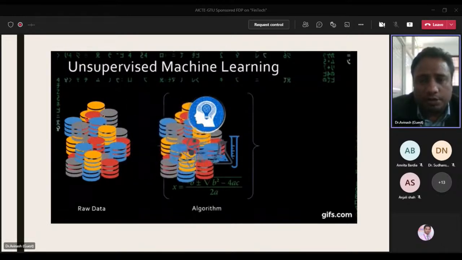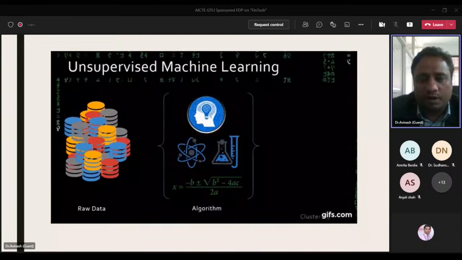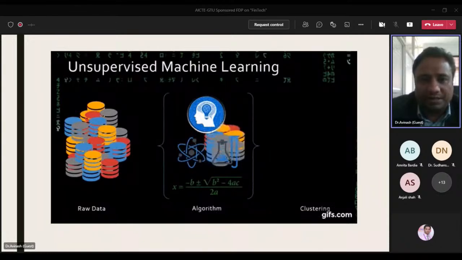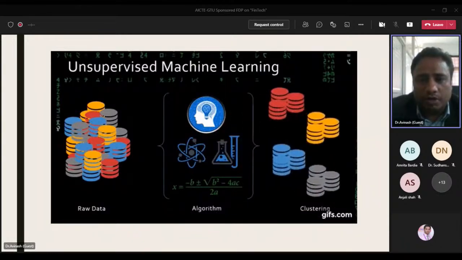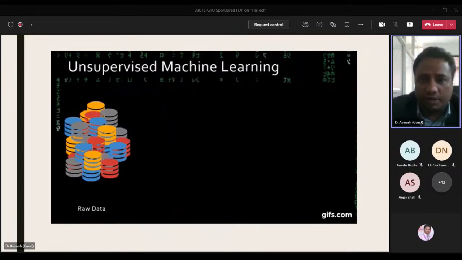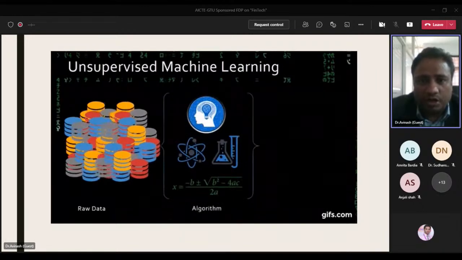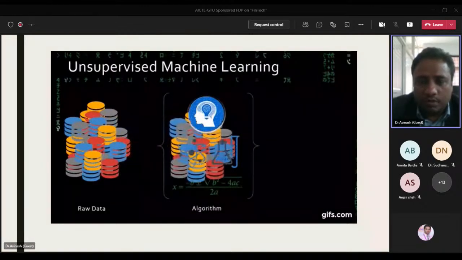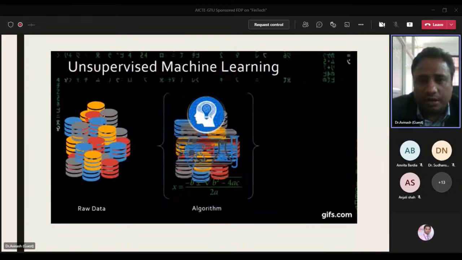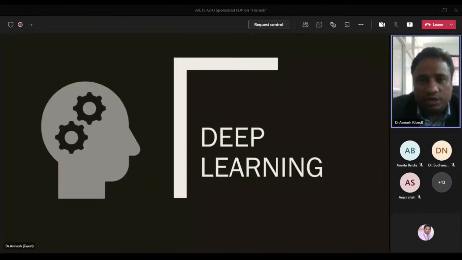Here in the unsupervised machine learning approach, you can see one difference: we do not have the test data, and we also do not have the training data. This is the only difference, and that's the reason it is called the unsupervised machine learning approach. The remaining things remain the same, right? Now the next one is deep learning.